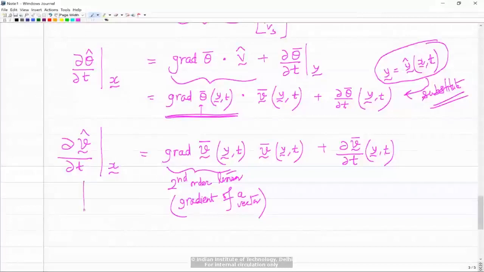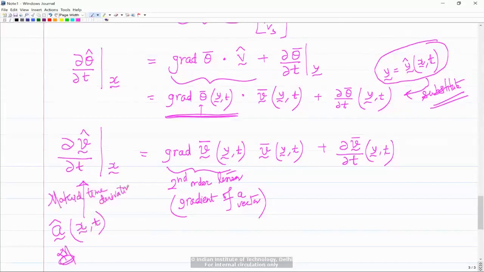So as we saw earlier, the Lagrangian time derivative is also called the material time derivative, right? And this is what is giving you acceleration. So that's acceleration. This is also material. So what we did here was the material time derivative. So what we see from here is that acceleration has got two terms.